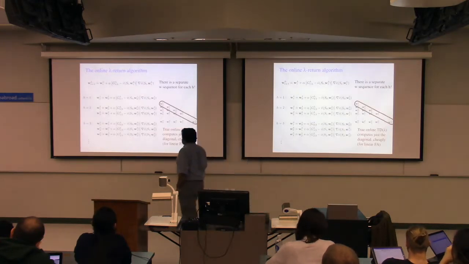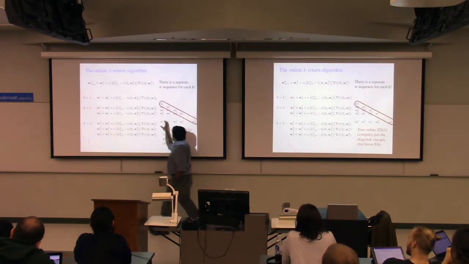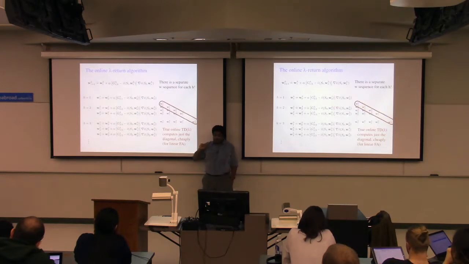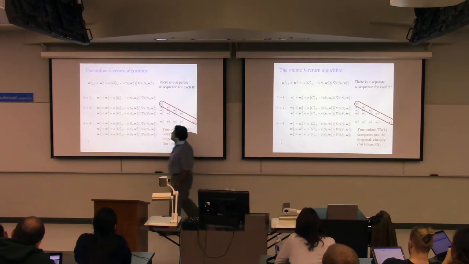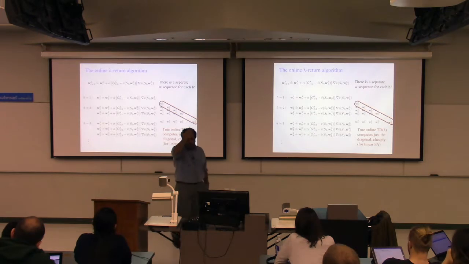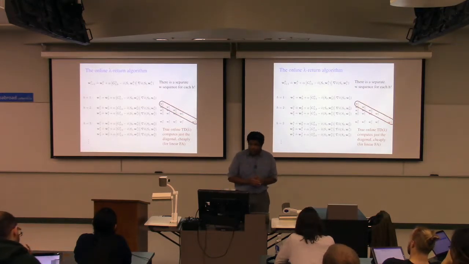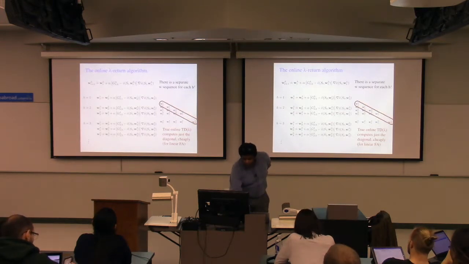So what we do is we get this whole lower triangle of weights, a weight vector for each time point and horizon. And then we use one to compute the next. So this is what you would do if you were doing the online lambda return algorithm. But you would do this, in some sense, after the fact. You could do it online. You could basically do this at each time step.